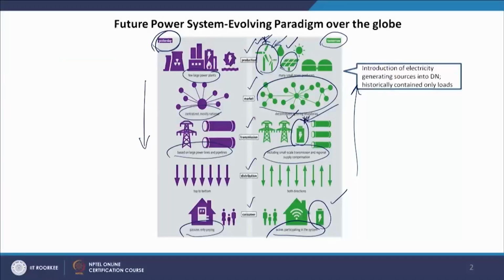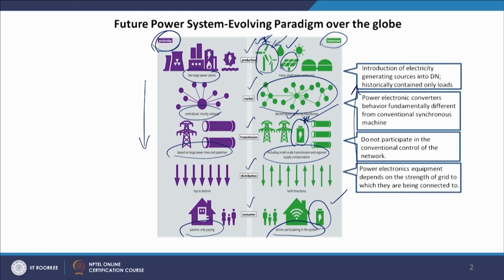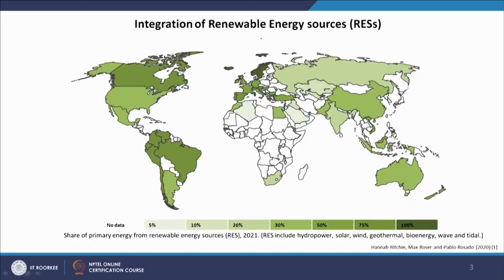Now, because of this new power system coming into the field, there is the introduction of electricity generating sources into the distribution network, which historically contained only loads, which is no longer true. Power electronics converters behave fundamentally differently from conventional synchronous machines and do not participate in the conventional control of the network. Power electronics equipment depends on the strength of the grid to which it is connected, and the uncontrollable, intermittent nature is an issue.